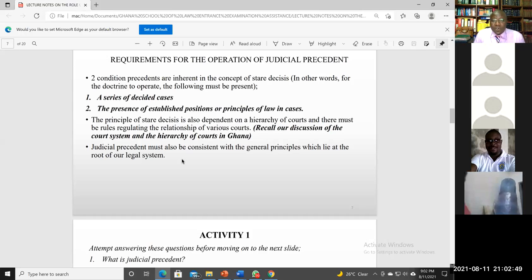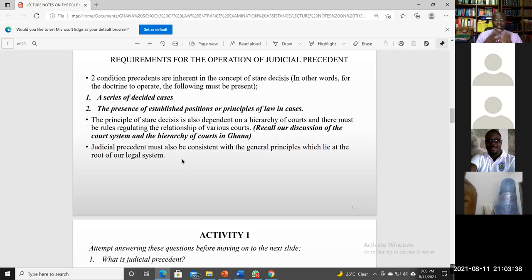Okay, so, requirements for the operation of judicial precedent. For judicial precedent to operate, two key things need to be understood. First, we are talking about having a series of decided cases, and two, we are talking about the presence of established positions or principles of law in cases. So for example, if you had a general question, which of course will be a bonus or a give-up, anything at all can happen. Even if they ask you a question on sources of law, why not? You could also be asked to discuss judicial precedent in one way or the other.